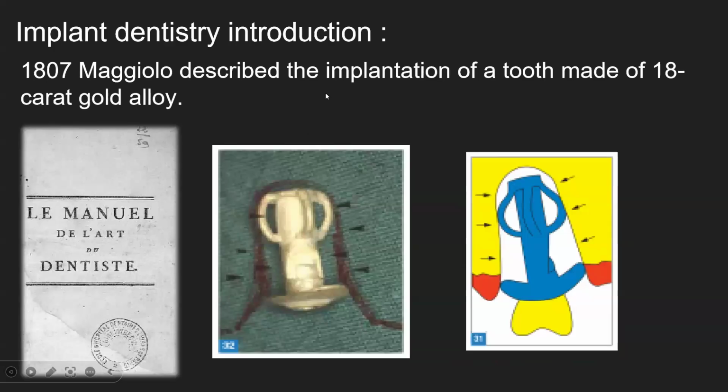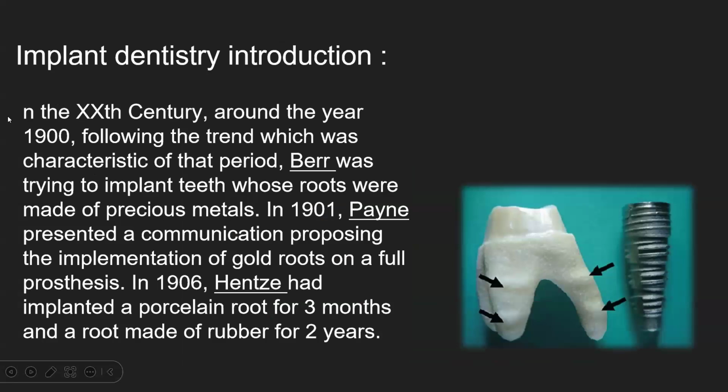In 1807, Maggiolo described an implantation made from 24 carat gold. He introduced this implant, and it was put into the socket by friction only. In the early 1900s, Payne described a tooth replacement that was made from tooth-like implants. Today it has been reintroduced using digital methods and zirconia, but in those days they were using metals to replace the tooth.